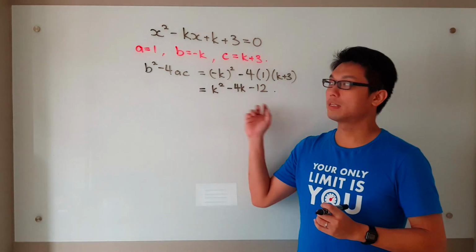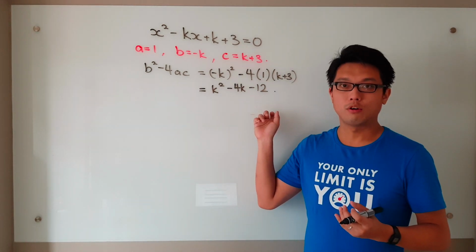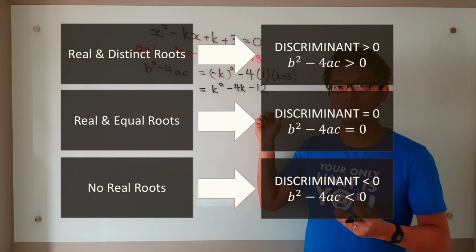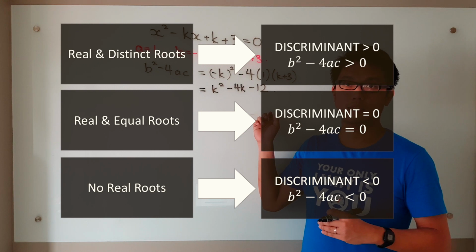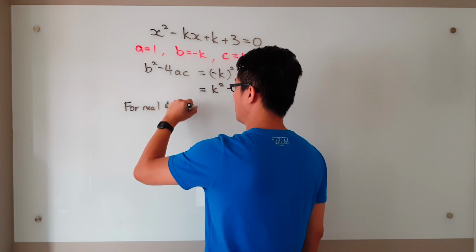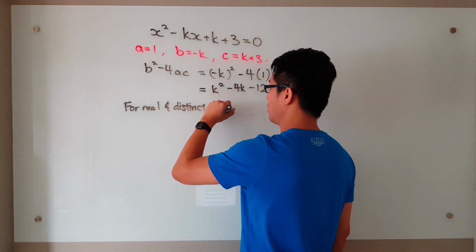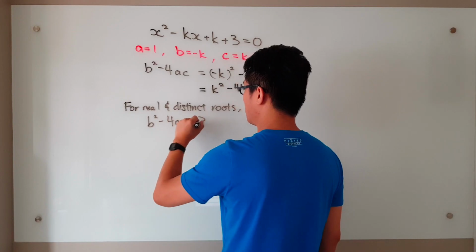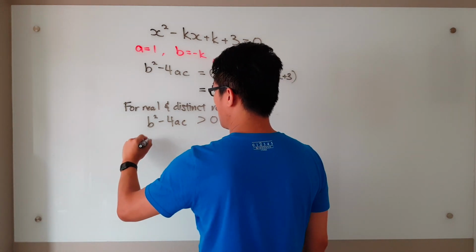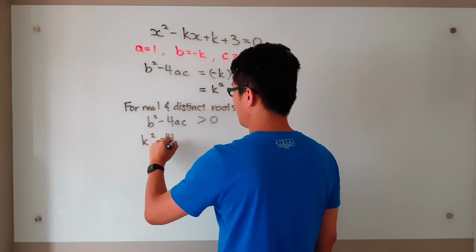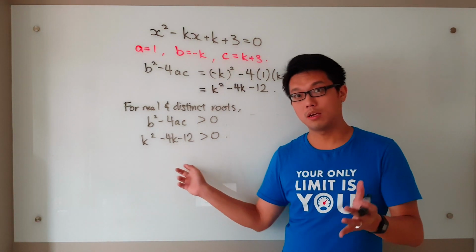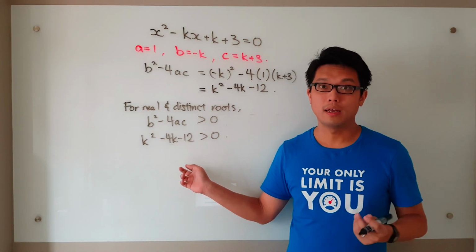Now, going back to the question, we are asked to find the range of values of k such that this has real and distinct roots. For a quadratic equation to have real and distinct roots, the discriminant has to be greater than 0. So for real and distinct roots, b squared minus 4ac is greater than 0, which means our k squared minus 4k minus 12 has to be greater than 0. From here, what do we have? We have a quadratic inequality.